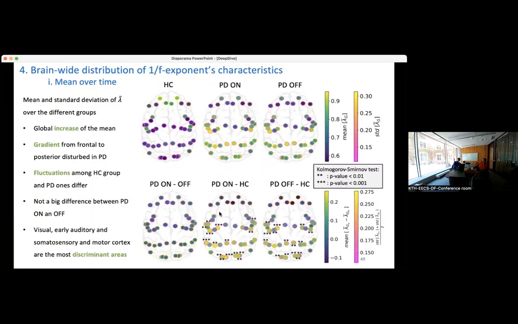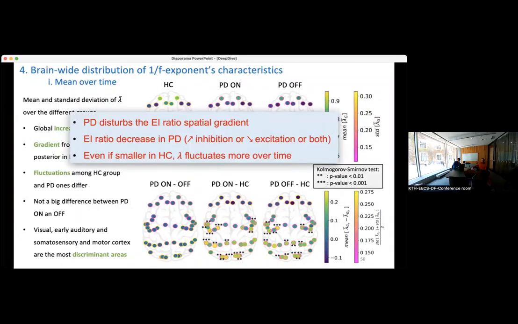And you can plot the difference between the two groups, and you see that there is not a big difference between on and off medication, but as soon as we compare to healthy control, some brain regions appear to be significantly different. So this lambda is significantly higher than in healthy groups. Okay, and this significance is mainly present in sensory areas. So yeah, this is just to summarize.